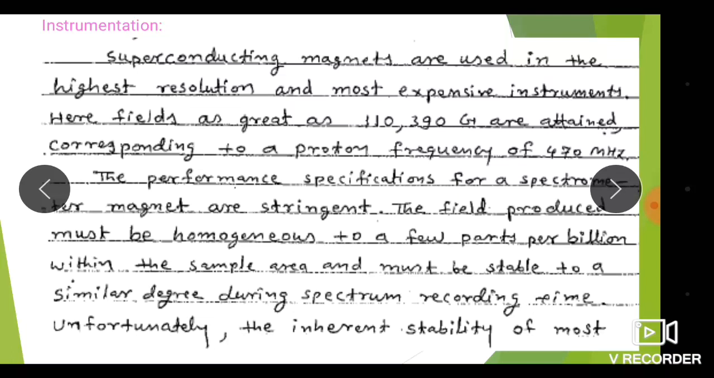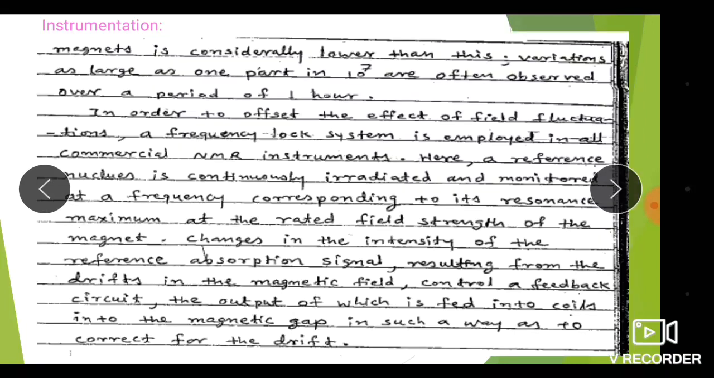Unfortunately, the inherent stability of the magnet is limited. So what is the requirement during recording of the spectrum? We require a few parts per billion gauss. The field strength should be homogeneous all over the instrument, and it should be stable during the spectrum recording, so the magnet variation is considerably lower than these values. Variations as large as one part in 10 to the 7 are often observed over a period of 1 hour.